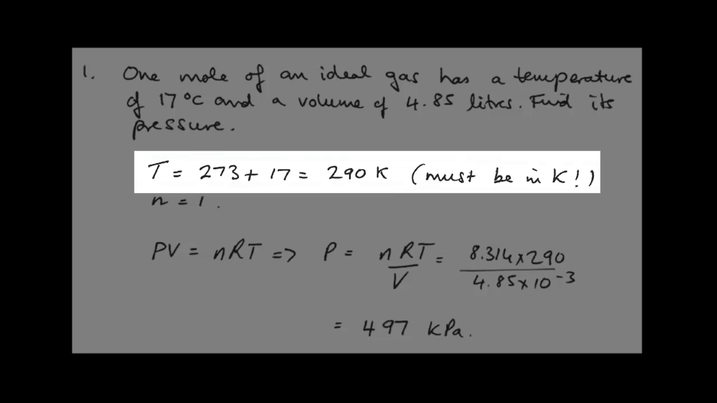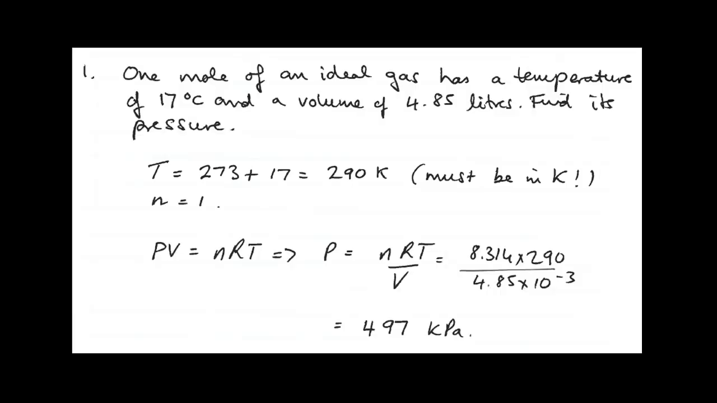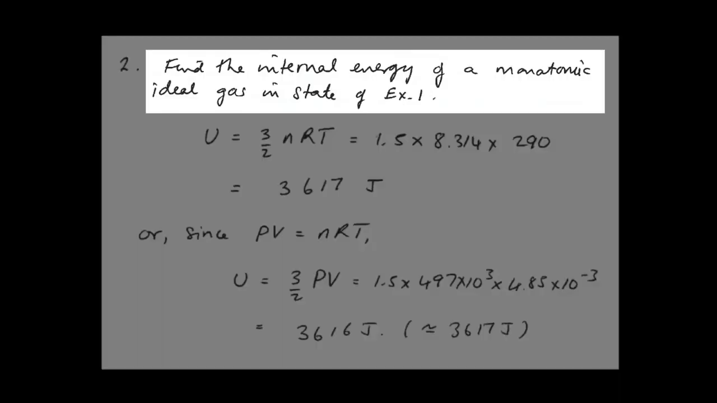First, let's convert the temperature to Kelvin. That's 273 plus 17, 290 Kelvin. You must have Kelvin for using the ideal gas law. n is one, the number of moles. All we do is take the ideal gas law and solve for pressure P, and we find that it's 497 kilopascals.